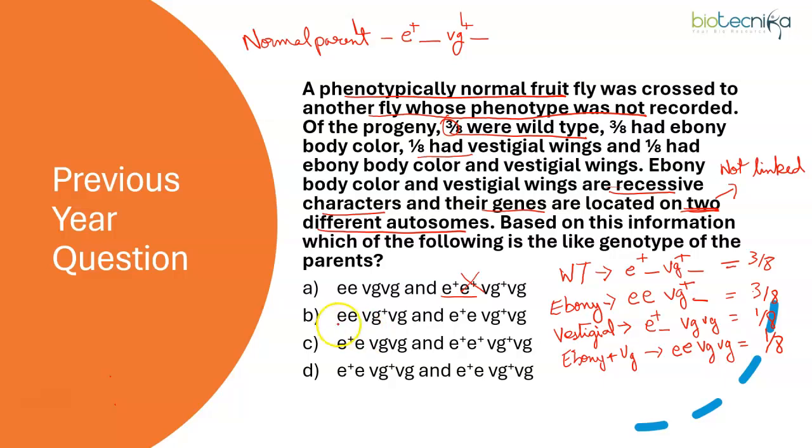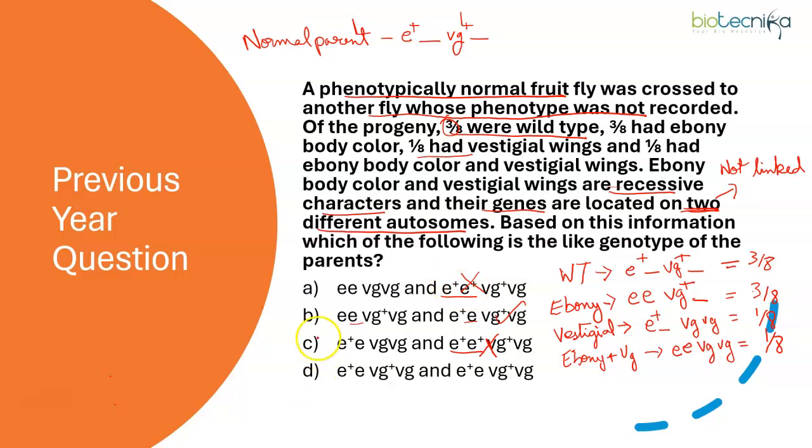In case of option B, we see that both the parents have at least one small e allele, so this is possible. For option C, we see that ebony body color is not possible because this parent here does not have any single copy of small e. So this is not possible. Okay, so we have eliminated 2 options.